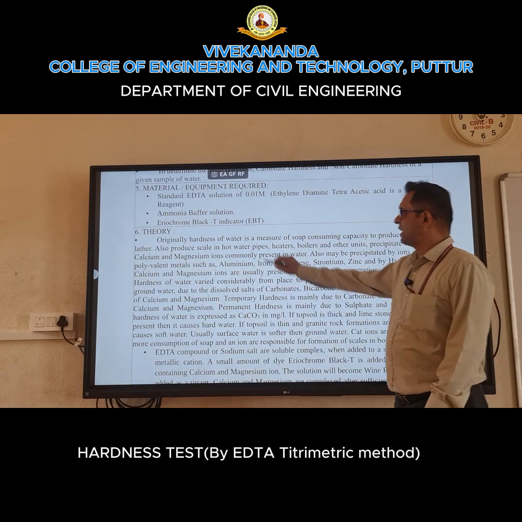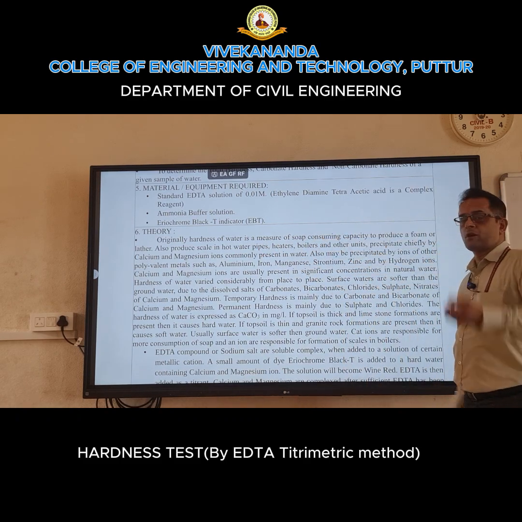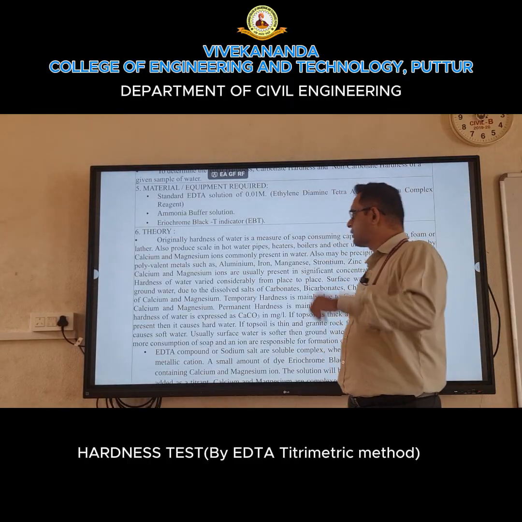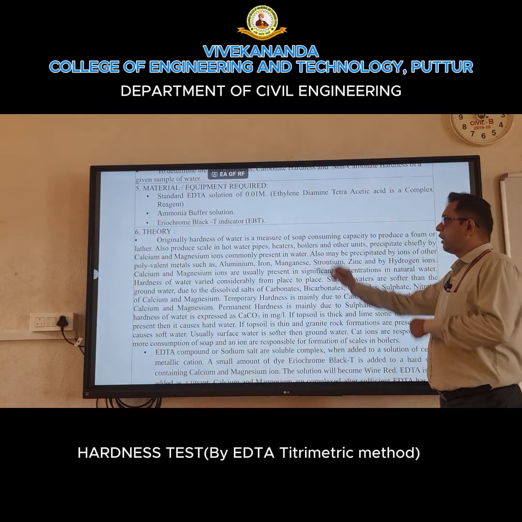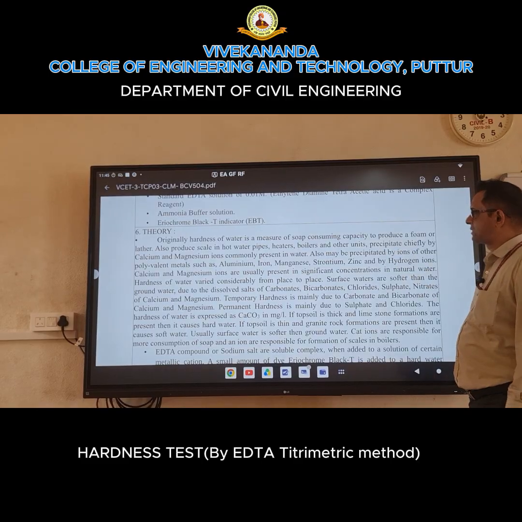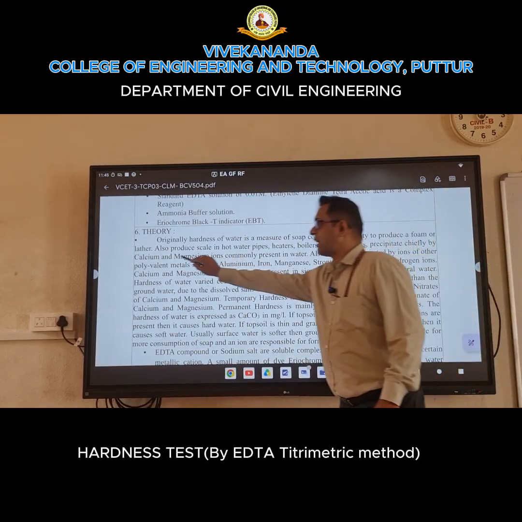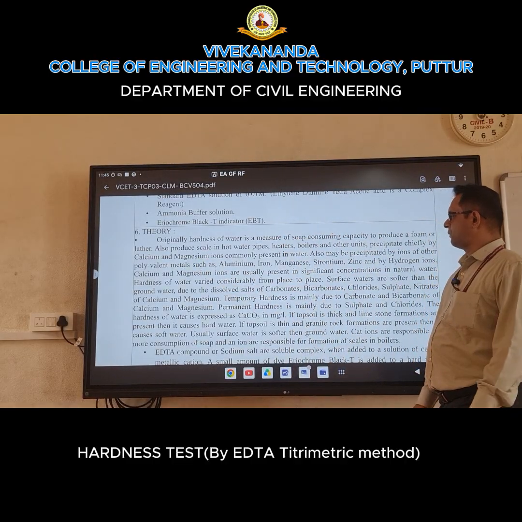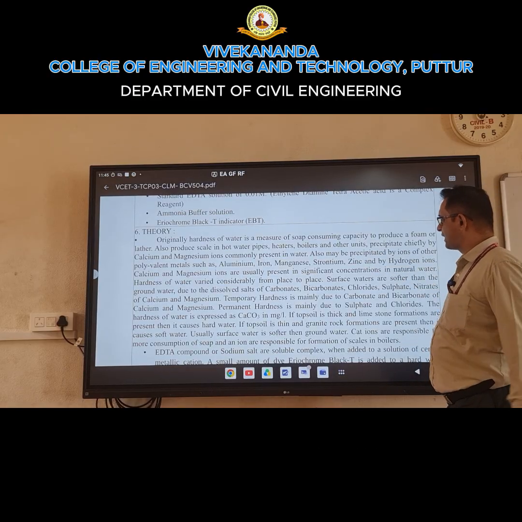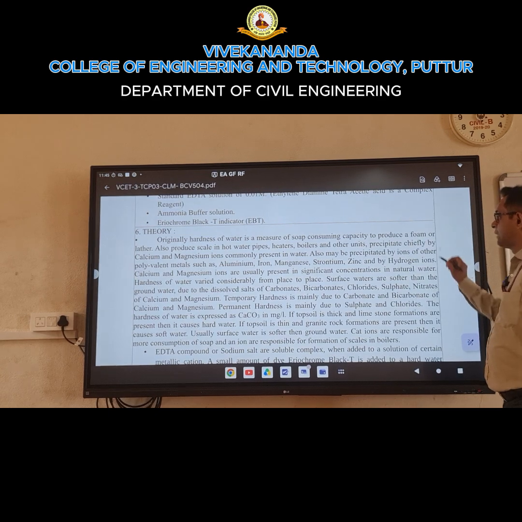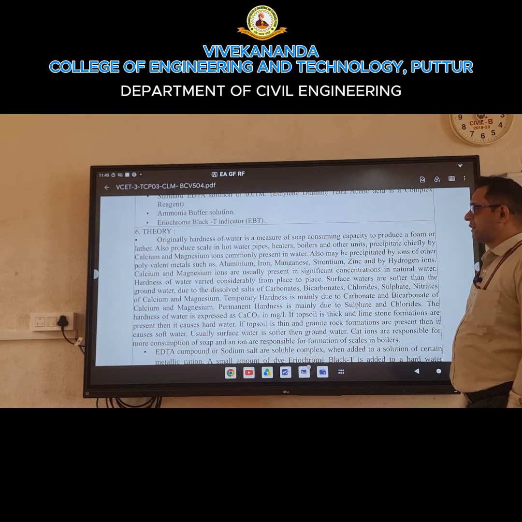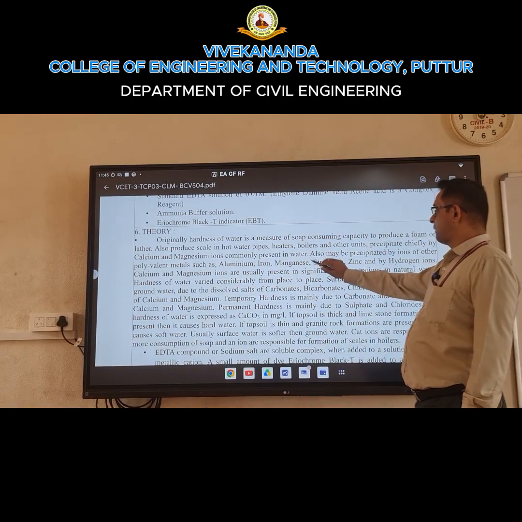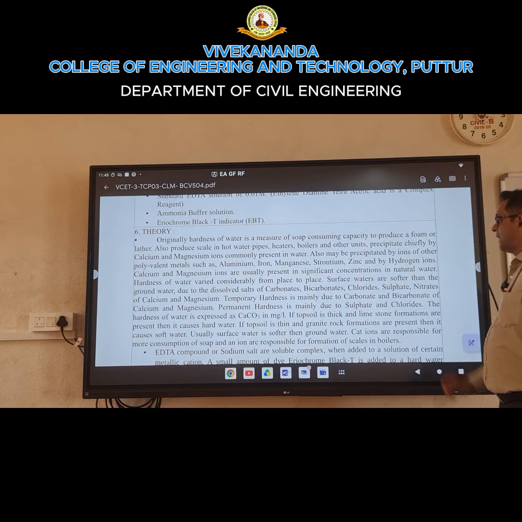What is hardness? Originally, hardness of water is a measure of its soap-consuming capacity to produce the foam or the lather. It also produces scale in hot water pipes, heaters, boilers and other units, right? Because of the presence of the very important calcium and magnesium ions, which are commonly present in the water. These ions are precipitated out because of polyvalent metals such as aluminium, iron, magnesium, thorium, zinc and other hydrogen ions.